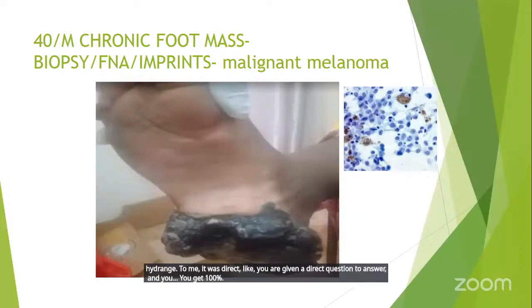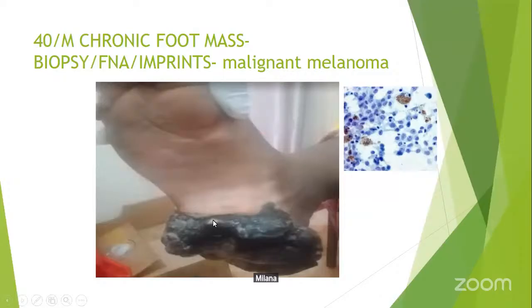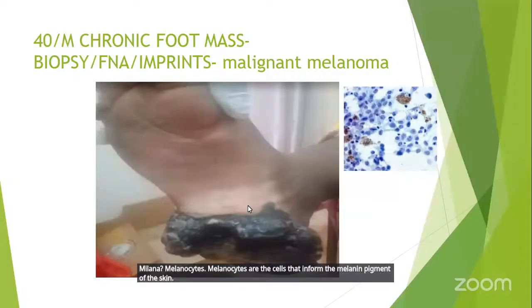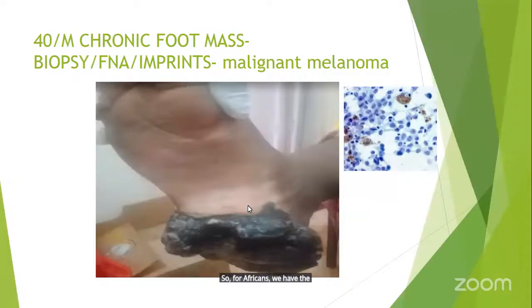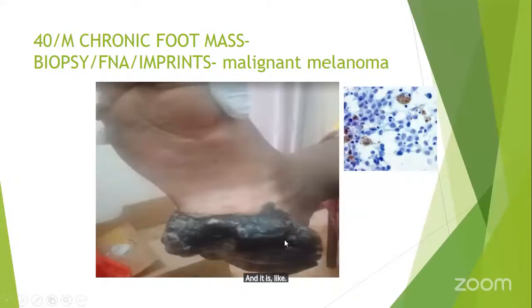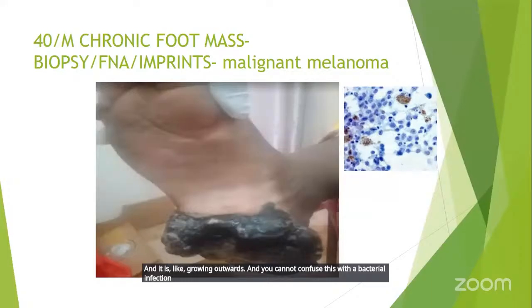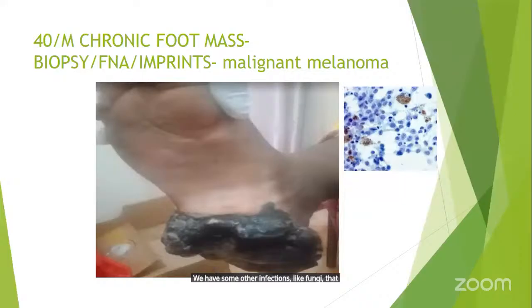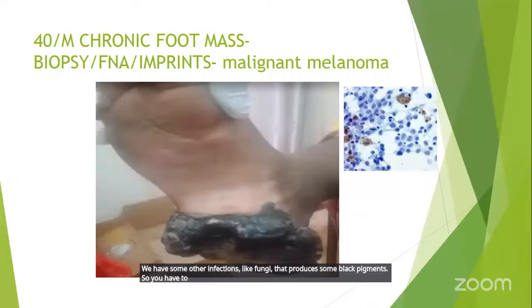A characteristic skin cancer associated with the melanocytes. Melanocytes are the cells that form the melanin pigment of the skin. So for Africans, we have the black skin, and mostly when we have cancer of the skin, the lesion will come out with this black pigment, and it is growing outwards, and you cannot confuse this with a bacterial infection until you do a differential diagnosis. Perhaps we have some other infections like fungi that also produce black pigments. So you have to rule out. But for this one, it was straightforward.